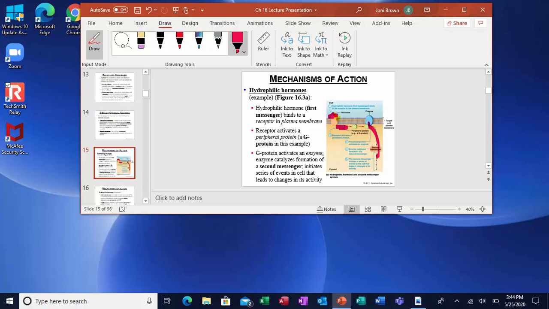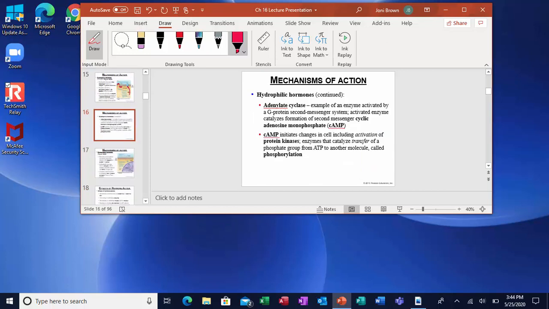And here as examples, adenylate cyclase, that is an enzyme that the G protein second messenger system activates, and it causes a second messenger, cyclic adenosine monophosphate. And then that causes activation of protein kinases, eventually leading to the transfer of a phosphate group to ADP to make ATP, or phosphorylation is what the process is called.